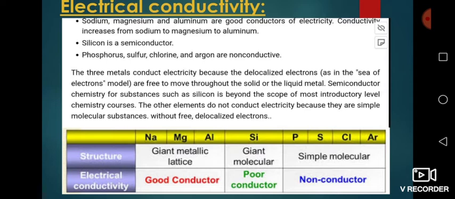Silicon is a semiconductor which sometimes conducts and sometimes does not conduct electric current. While the rest of the elements from phosphorus to argon are non-conductors because they are non-metals and they do not have mobile or free electrons.